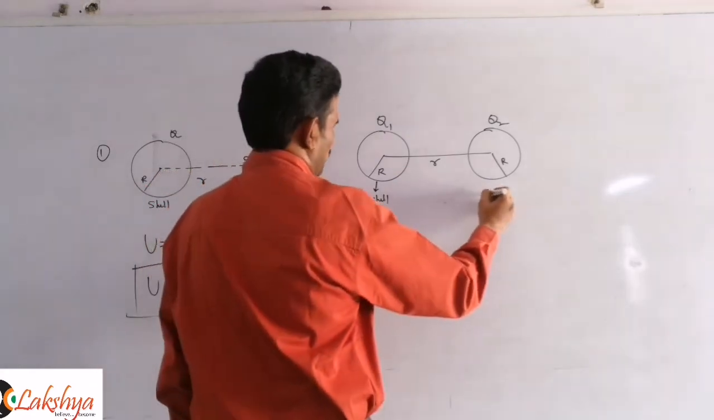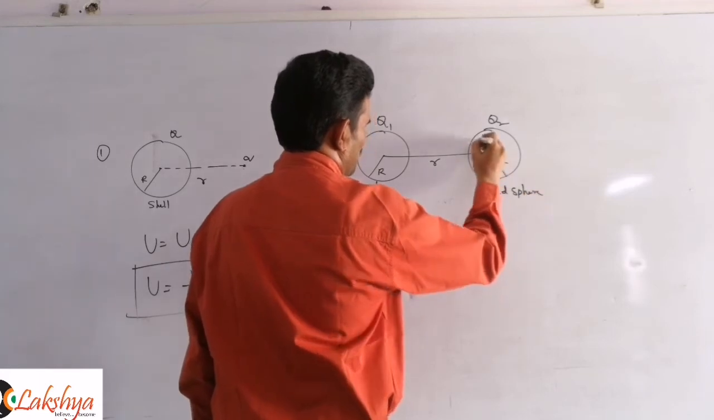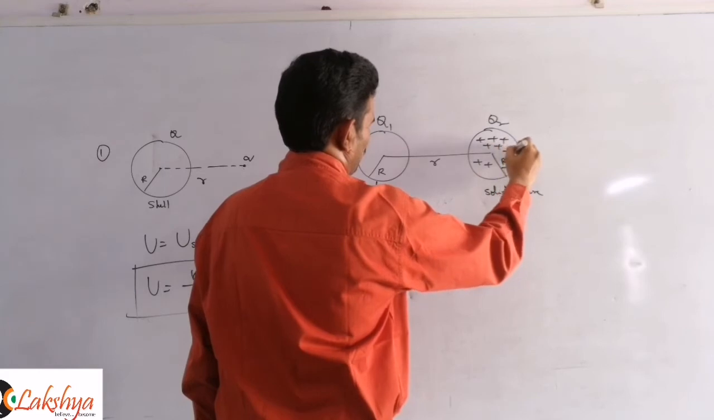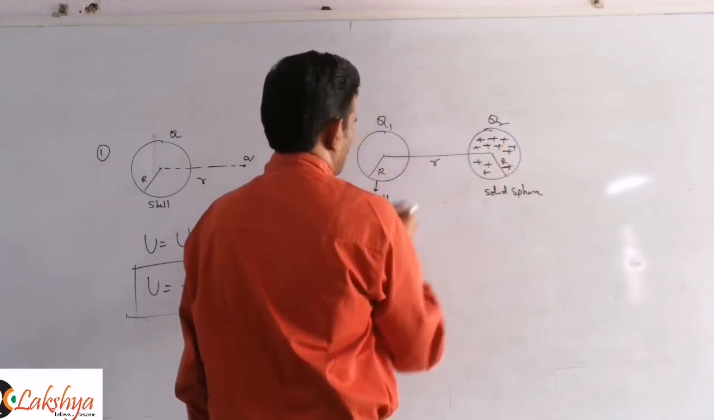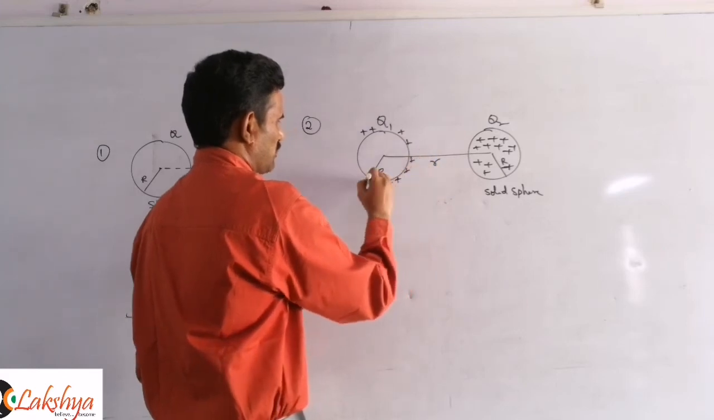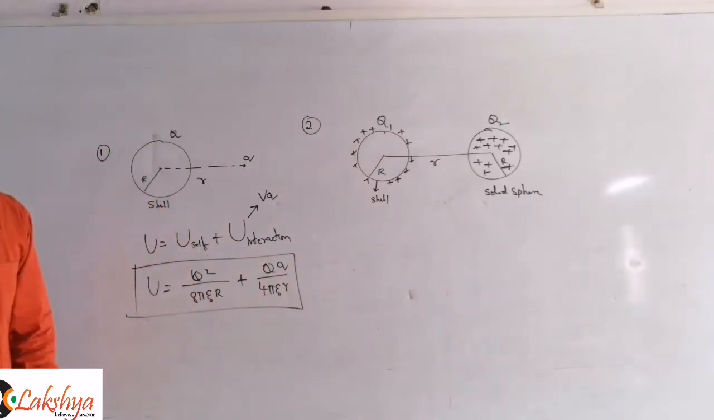and this is a solid sphere. That means it is having some volume charge distribution here. Here charge will be there only on the surface. That's our shell representation. Now we need to write the total energy of the system.